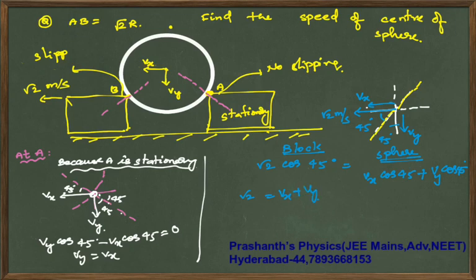But Vx is equal to Vy. So root 2 is equal to 2 times Vx, that is equal to 2 times Vy. Your Vx is 1 by root 2, which is also equal to Vy. So your resultant velocity is under root Vx square plus Vy square.